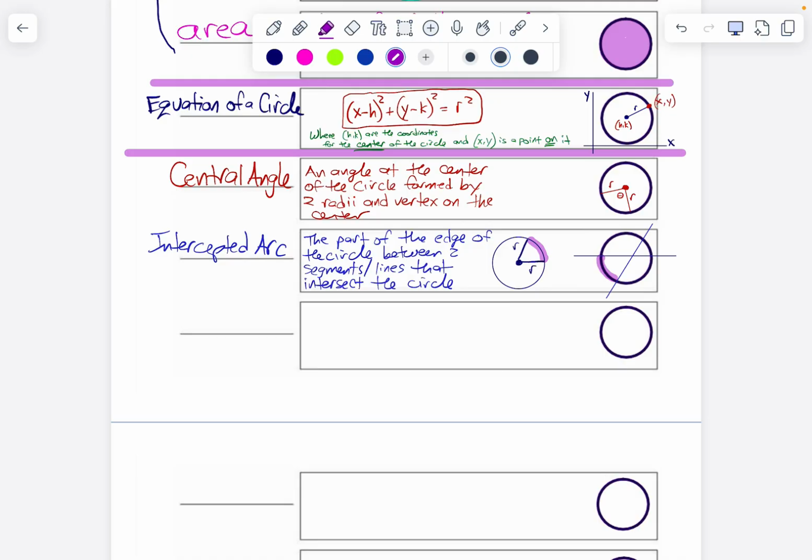Okay, so we have 2 kinds of arc. We have a minor arc and a major arc. Minor probably should indicate that it's smaller. So this is an arc smaller than a semicircle. What is a semicircle? Half. Did you know the word semi means half? So the word literally means half circle.